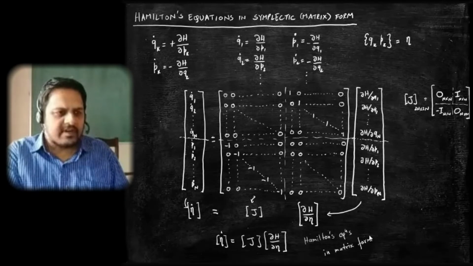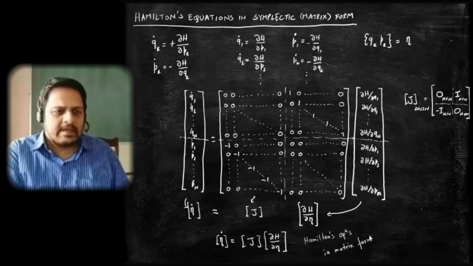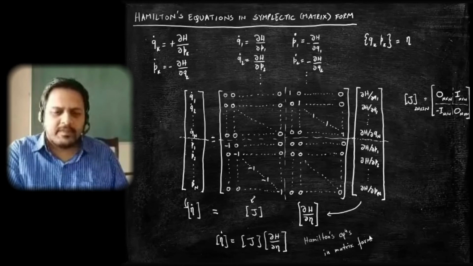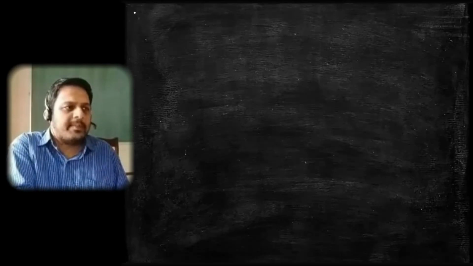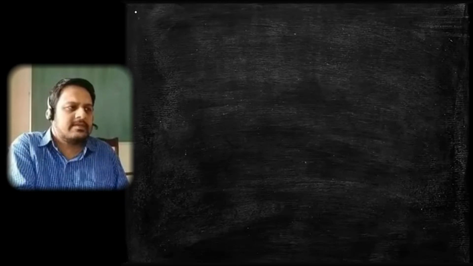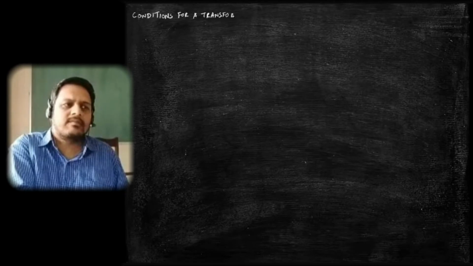All right, if this is clear, then let us move further. This is, as I said, one piece of the puzzle. Let us try to see another piece of the puzzle, which we are trying to assemble today. The second piece which we are going to look at is a set of conditions for a transformation to be canonical.